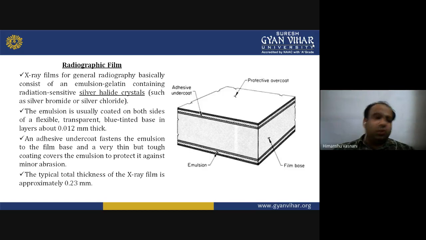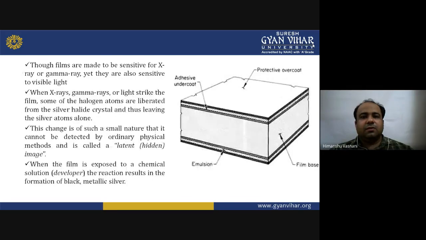The typical total thickness of the X-ray film is approximately 0.23 millimeters. You can see the total thickness of X-ray film. It is exactly 0.23 millimeters. Very minute. You can see in the diagram also there is a protective coating, and then an adhesive undercoat. Then there is a film base, and after that the emulsion is there. So how are they trying to protect this film base?